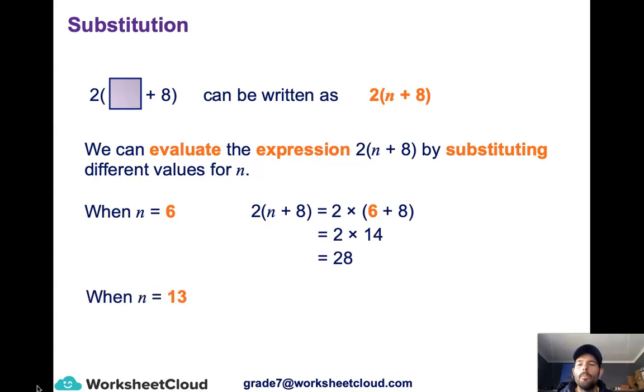And another example, if I said n was equal to 13, we take the n out. You've had a bad game, you've missed too many goals or tackles or whatever it may be. Let's put 13 in there, you might do a better job. That's pure substitution. 13 plus 8 is 21, so we do the brackets first. 2 times 21 is 42, so 2 times (n plus 8) is equal to 42 when n is equal to 13. Okay, and guys, that's substitution.